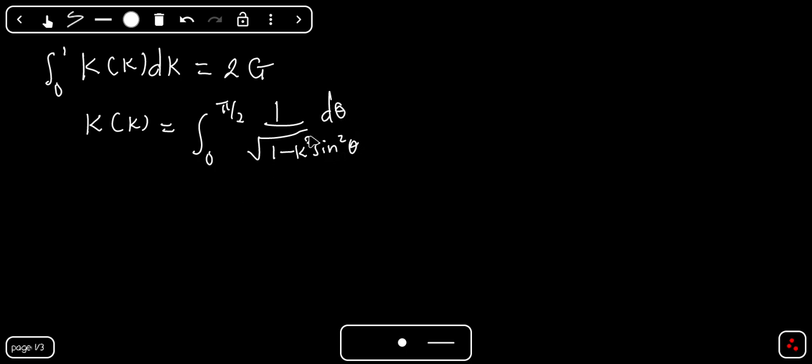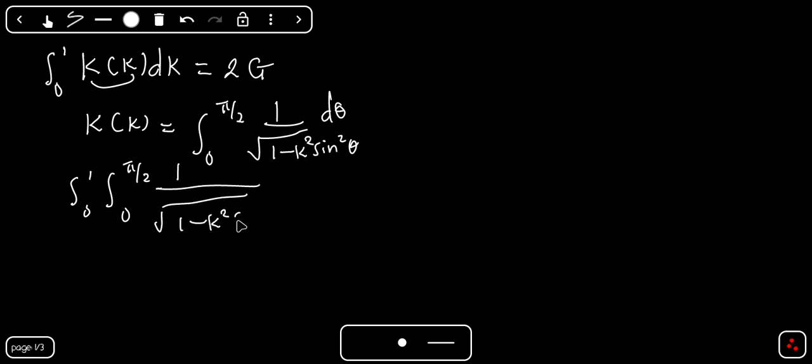Writing K(k) using this integral, we are going to have a double integral: the integral from 0 to 1, of the integral from 0 to pi over 2 of 1 over the square root of 1 minus k squared sine squared theta, d theta. Since this is a double integral, we have the dk outside, then the d theta.